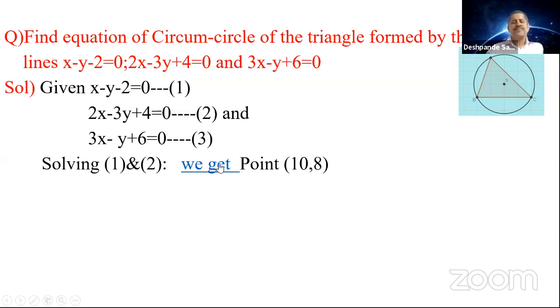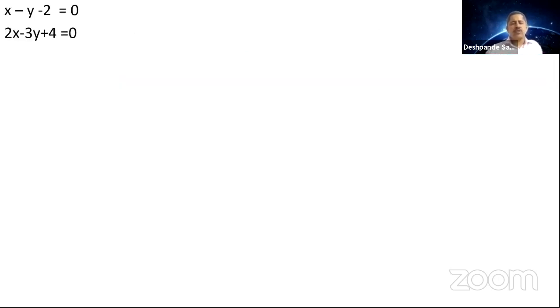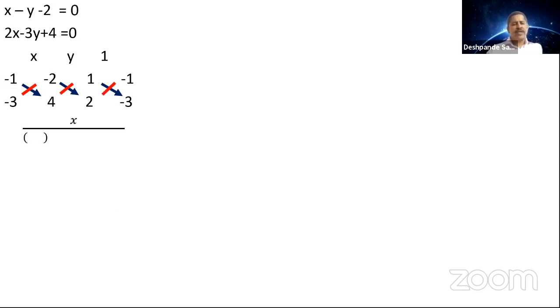So how did you get it? You have taken the first equation, x minus y minus 2 is equal to 0, and 2x minus 3y plus 4 is equal to 0. Then you use the cross multiplication technique: coefficient of y, constant, coefficient of x, and coefficient of y. So you get minus 1, minus 2, 1, and minus 1. Again, minus 3, 4, 2, minus 3. So use the same cross multiplication technique again here. It is your choice: you can go by the elimination method or the cross multiplication method. Whichever way you find convenient, you can take it.